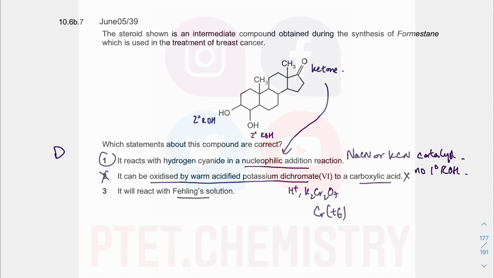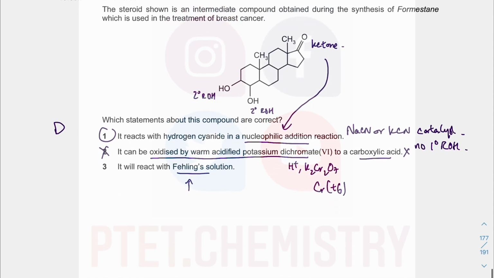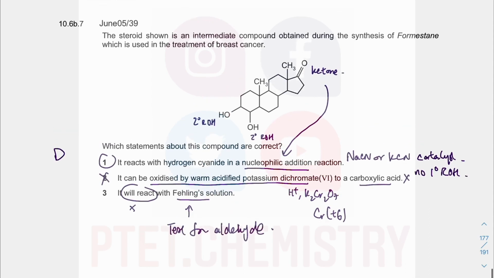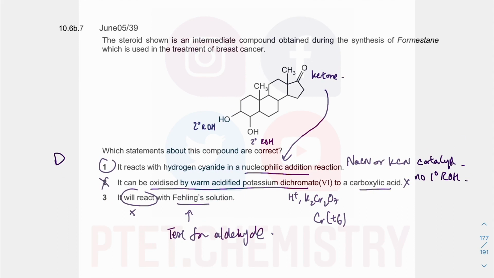It says you react with Fehling's solution. Fehling's solution is that blue colored solution that is used to test for aldehydes, it's got copper 2+, so it will form that brick red precipitate if an aldehyde is present. So it's a test for aldehyde, and we do not have an aldehyde here, we have a ketone, so it will not react with Fehling's solution. So again, it confirmed that 3 is wrong, 2 is wrong, only 1 is correct. But you always check number 2 first. If number 2 is wrong, you could move on by convincing yourself that D is the option.